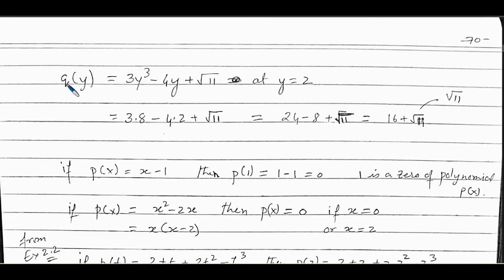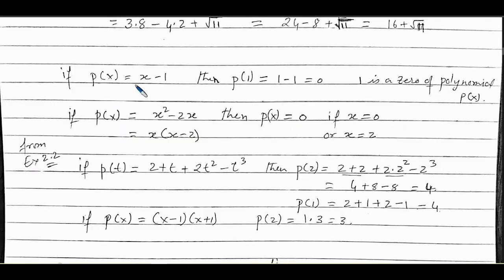So here we take some examples. Suppose q(y) is a polynomial, that is q is a function of y. This is the equation: 3y cube minus 4y plus square root 11. So what will be the value of q(y) at y equal to 2, that is q of 2? I substitute y equal to 2 here, so y cube becomes 8, and 4 into 2 is 8, and I get the value 16 plus square root 11.